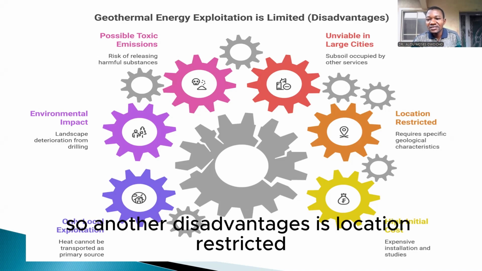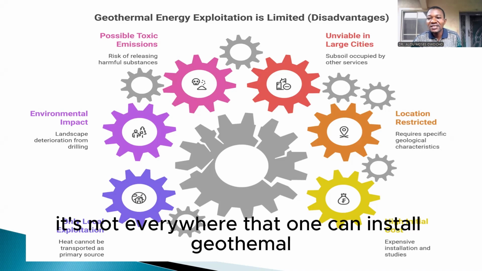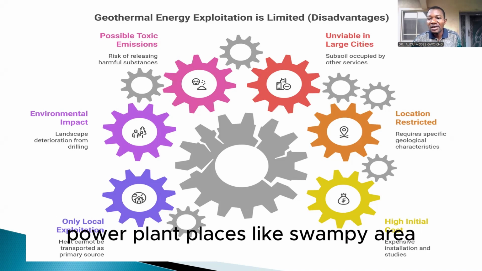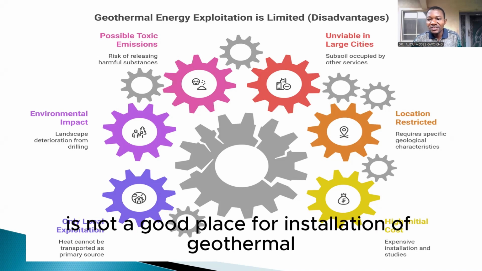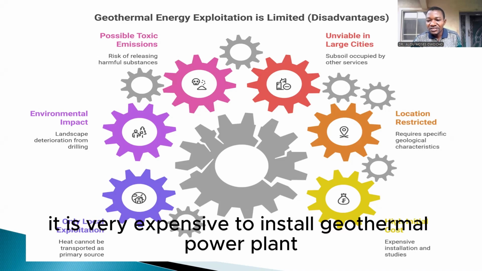So another disadvantage is location restricted. It requires specific geological characteristics. It's not everywhere that one can install geothermal power plant. Places like swampy area is not a good place for installation of geothermal power plant. Also, high initial cost. It is very expensive to install geothermal power plant.